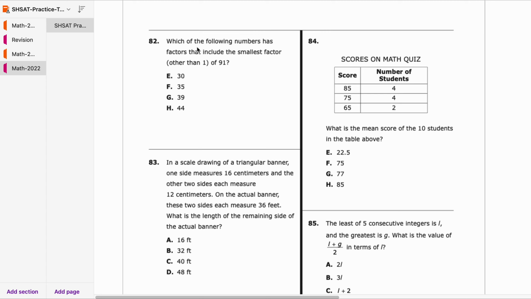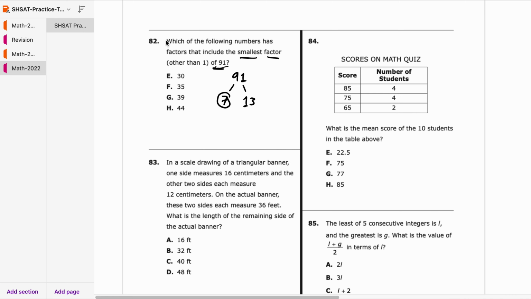So we're on question 82, and we want to know which of the following numbers has factors that include the smallest factor of 91. Basically, first we need to know the smallest factor of 91. So let's actually factor 91 first. 91 is going to be 7 times 13. So 7 would be the smallest factor.